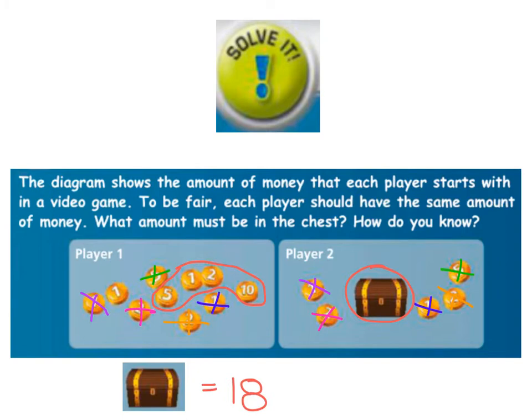So by crossing out with different colored markers the different equal amount coins. This is one, this is two, this is two, this is one, and this is five. Each of the matching colors is the same amount. You can see that what's left is 18 to be equal to what's in the treasure chest.